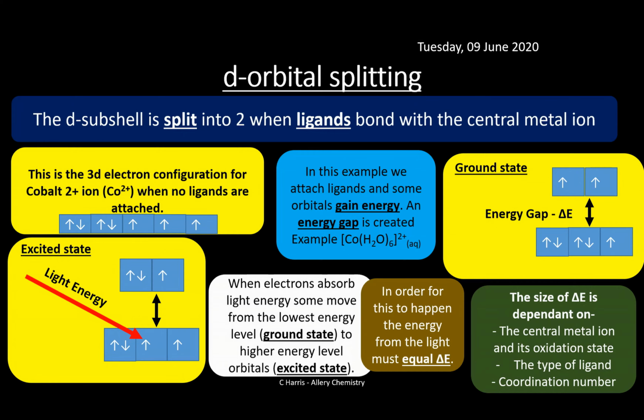You don't really need to know about linear, but you can have 2 coordinate bonds as well. So these are the 3 things which affect the size of that energy gap. And as you'll see on the next slide, the energy gap actually allows transition metals to have various different colours. So it's brilliant. I love this type of chemistry because it's all nice and colourful. Okay, so this leads us on nicely onto coloured complexes.